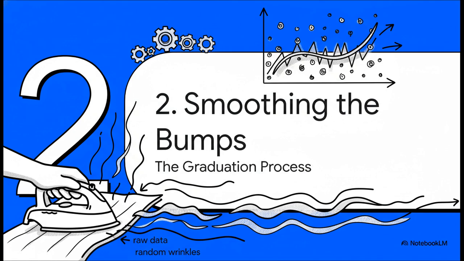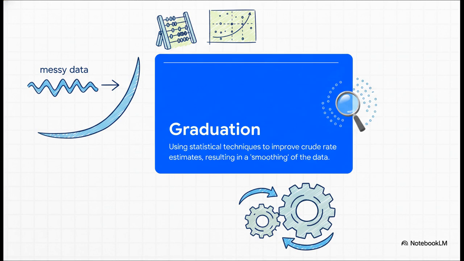So, since we can't just use the raw data as is, we've got to do something about it. We need a way to iron out all those random bumps and see the real shape hiding underneath. And that process actually has a name. It's called graduation. Now, what's so interesting here is the language. It's not about changing the data. It's about improving the estimates. Actuaries use these statistical methods to create what they call a graduated set of rates, which is really just a smoothed out, much more useful version of that original messy data.